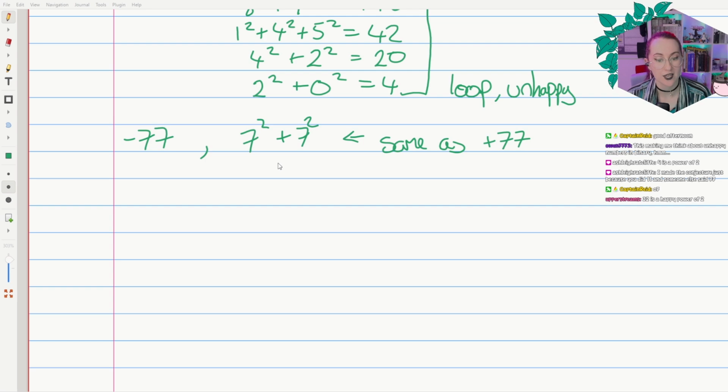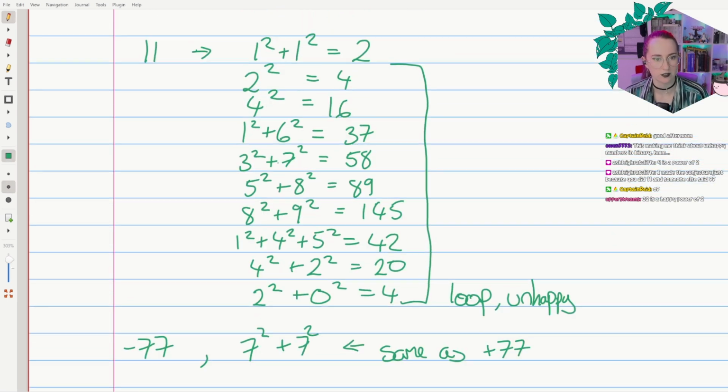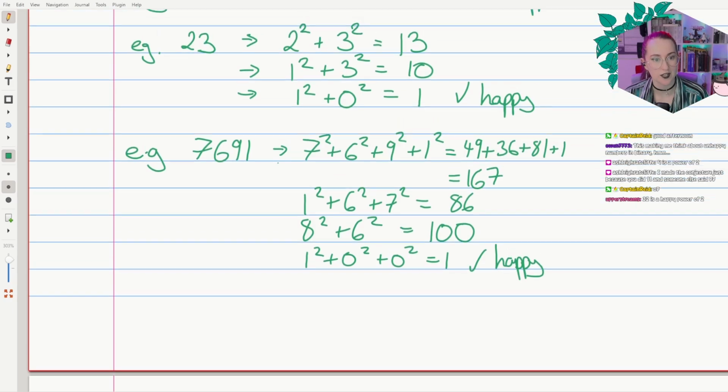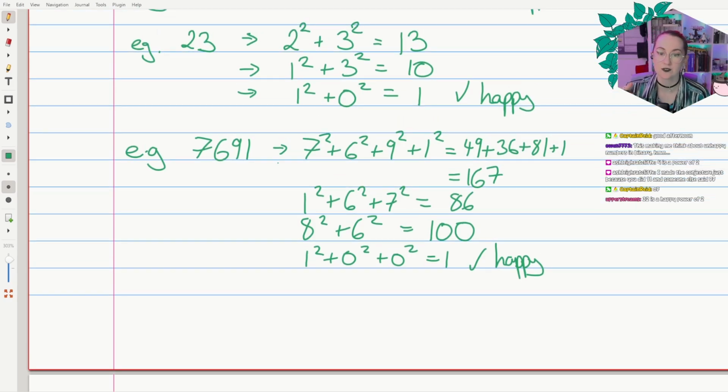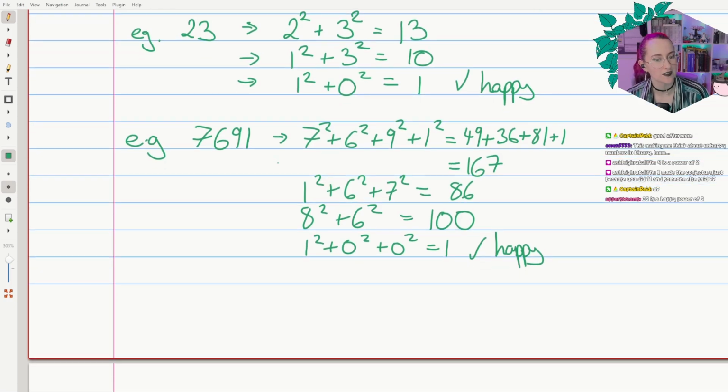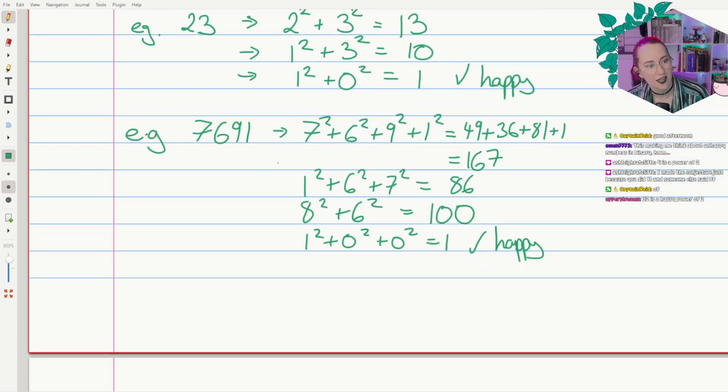32 is a happy power of... Is it? Oh yeah, wait, we did 32, didn't we? No, we did 23, which would be the same as 32. Ah, that's fun. So reversible numbers and scrambled numbers. Like if 7691 is happy, then so is 6971 and 1769 and, you know, all of the possible combinations of them.